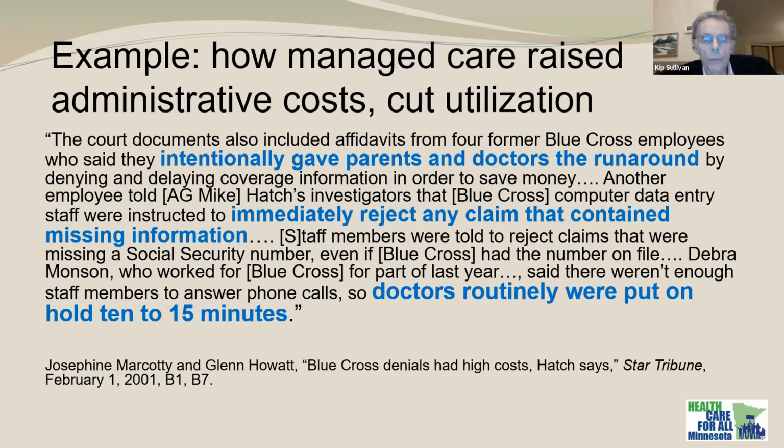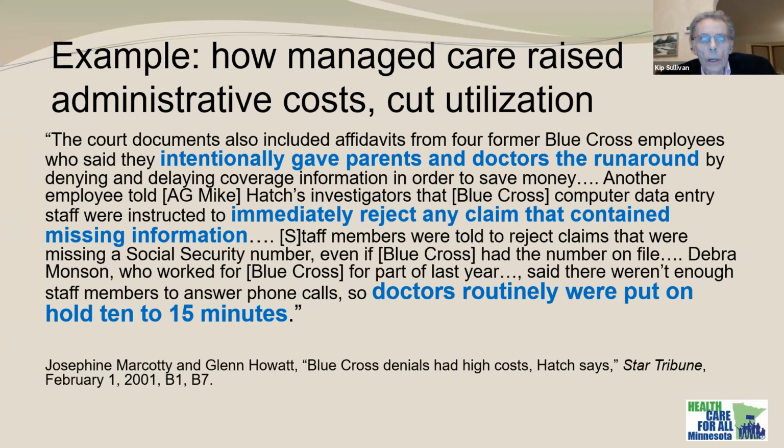This is an excerpt from the Minneapolis Star-Tribune in 2001 reporting on Attorney General Mike Hatch's investigation of Blue Cross Blue Shield. You can see that he found that Blue Cross was intentionally giving parents and doctors the runaround in order to save money by denying and delaying coverage. They found that Blue Cross would immediately reject any claim that was missing any information, even if they already had the information on hand, like a social security number.